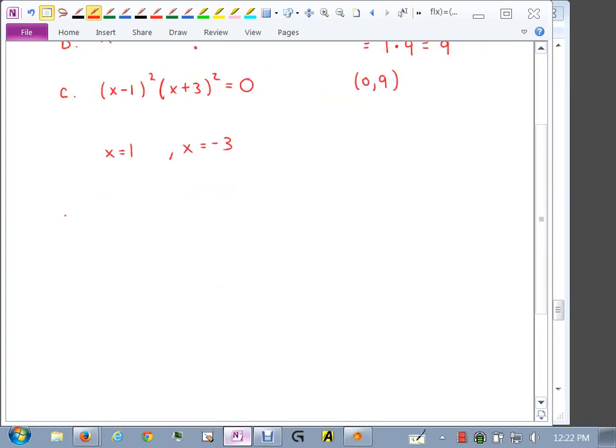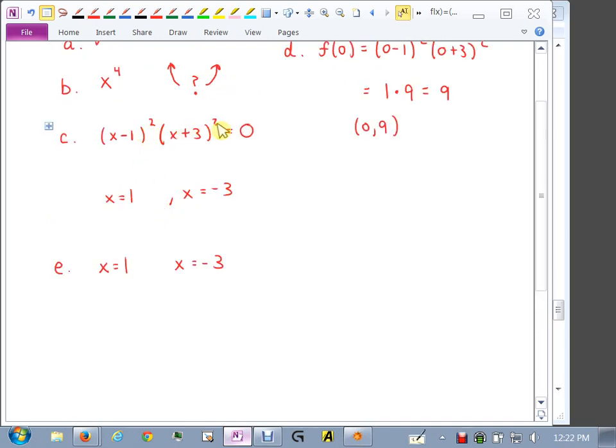Part E. What are the multiplicities? At x equals 0 and x equals -3. Even or odd? They're both even, right? They're both even on these factors. At 1, that comes from this factor, it was even. At -3, it was this factor, that's even also. So it's going to bounce off both, right?